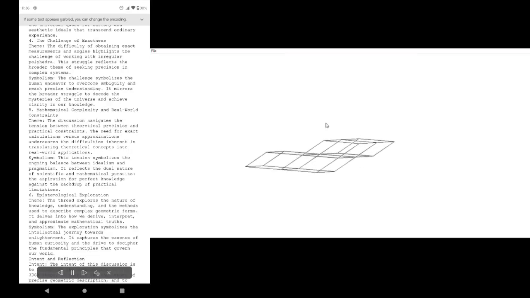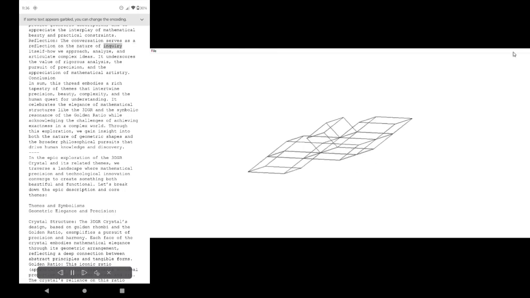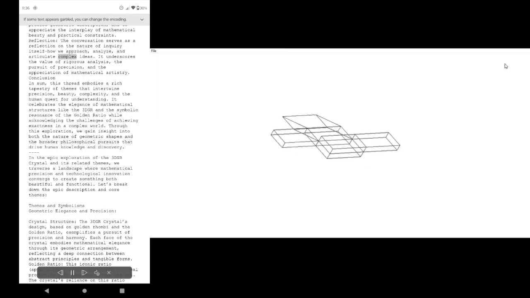Intent: the intent of this discussion is to illuminate the complexities of the 3D GR shape, to clarify the challenges of precise geometric description, and to appreciate the interplay of mathematical beauty and practical constraints. Reflection: the conversation serves as a reflection on the nature of inquiry itself, how we approach, analyze, and articulate complex ideas. It underscores the value of rigorous analysis, the pursuit of precision, and the appreciation of mathematical artistry.